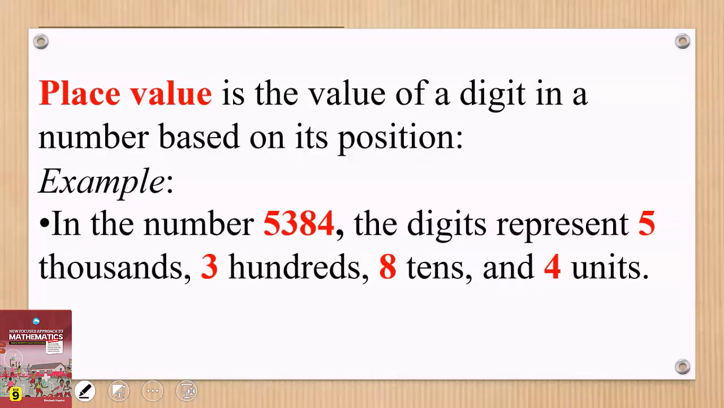For example, if I say 5,384, we learn that the digits represent 5 thousands, 300s, 8 tens, and 4 units or 4 ones.